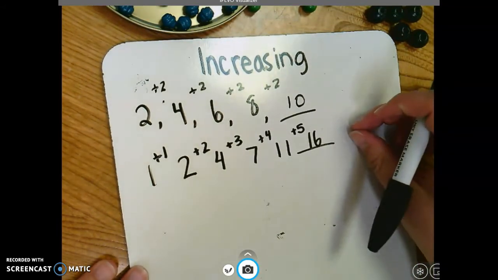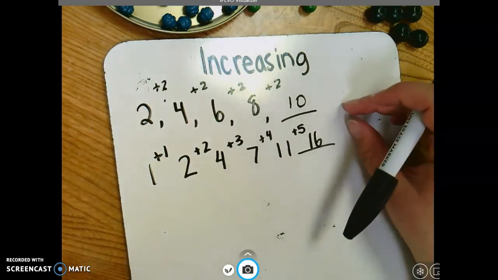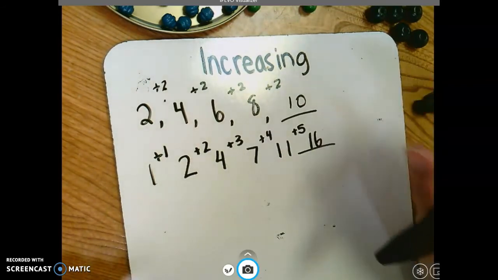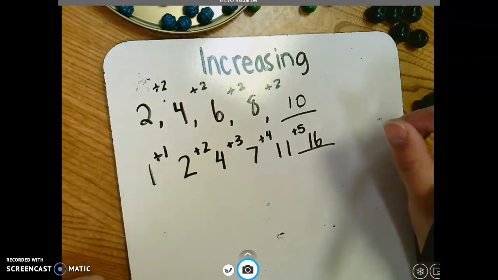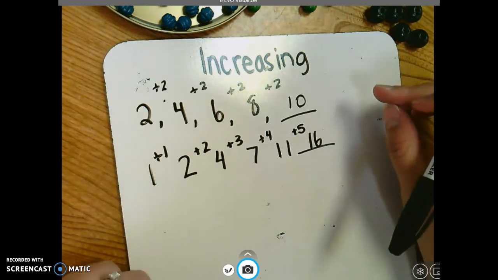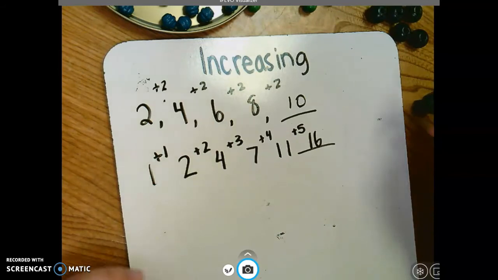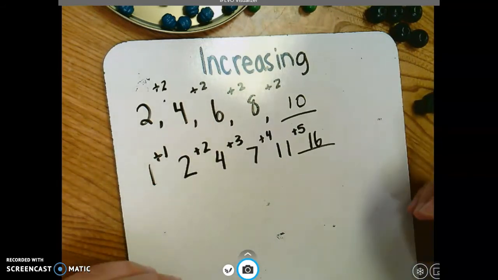So those are increasing patterns. Again, this is grade 2 only. It's only in the grade 2 curriculum, and it's just a brief introduction into increasing patterns. Grade 1s, we stick with repeating patterns. Grade 2 is repeating and increasing.